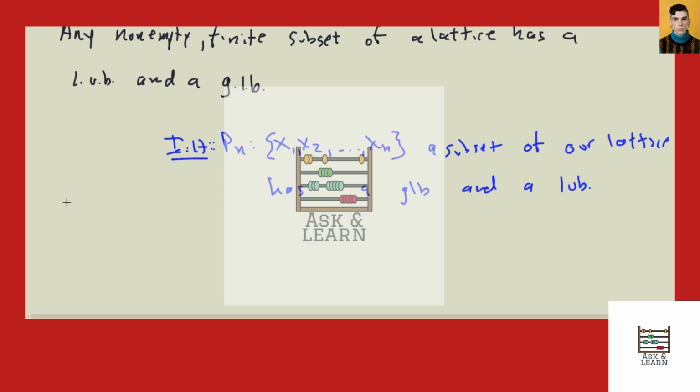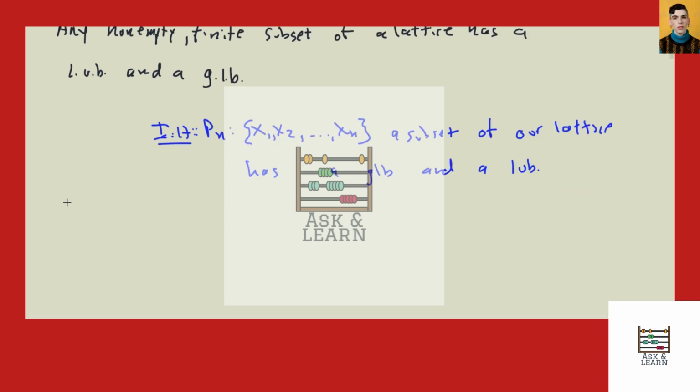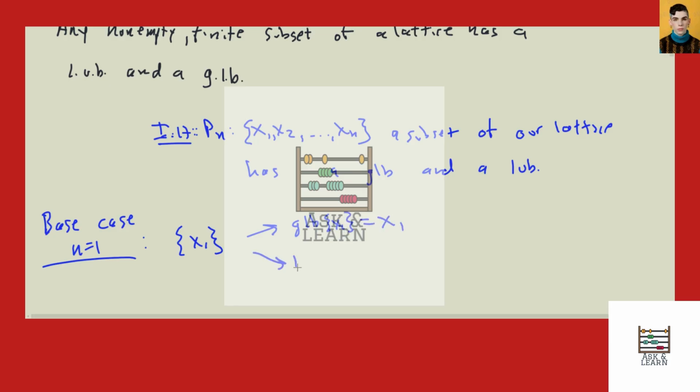So let's check our base case just to make sure. Because remember, if the base case doesn't hold, doesn't matter. So base case is going to be n is equal to 1. Okay, so that's going to just be x1, and well, the greatest lower bound of any element is itself, and the least upper bound of any element is also itself. So our base case checks out.